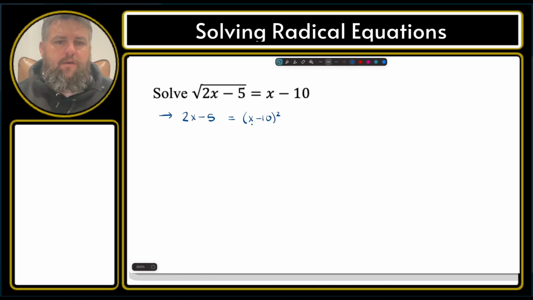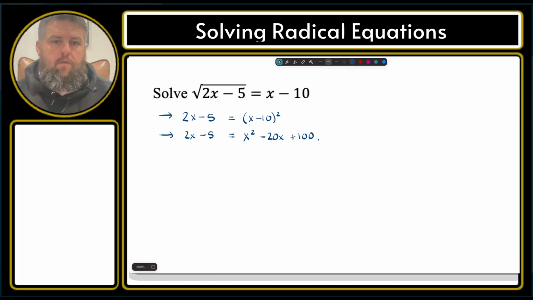Okay, after squaring, I'm going to go ahead and multiply this through, FOIL it through. So we're going to get x squared minus 20x plus 100. Next, I'm going to move the 2x and the minus 5 over to the right side. So I'm going to zero out the left.